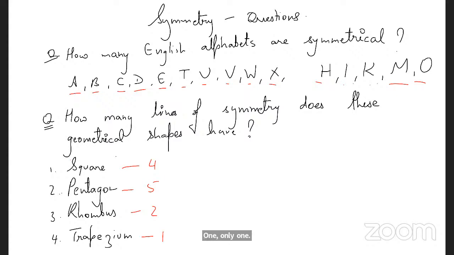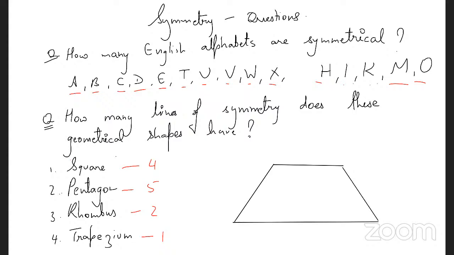If a trapezium is made in this way, we'll have one line of symmetry that will go from the middle. We cannot do it like this, it will be wrong. Why? Because the upper and the lower side have different measures.